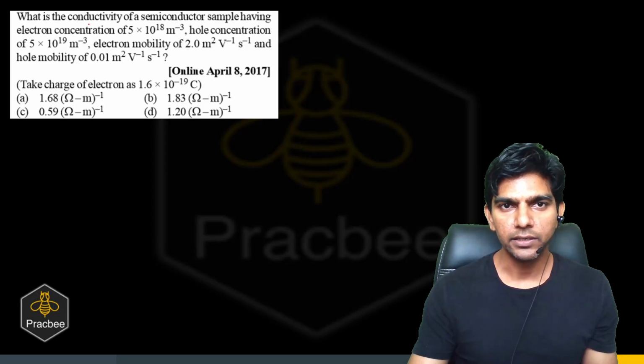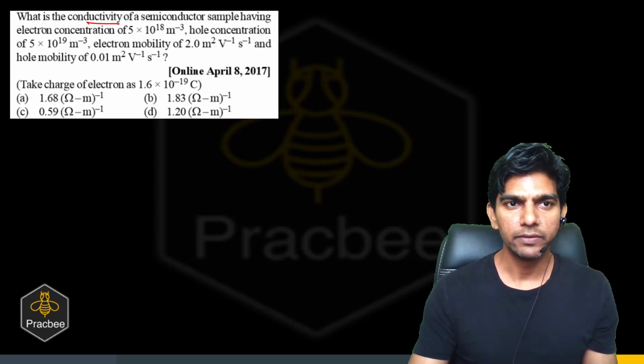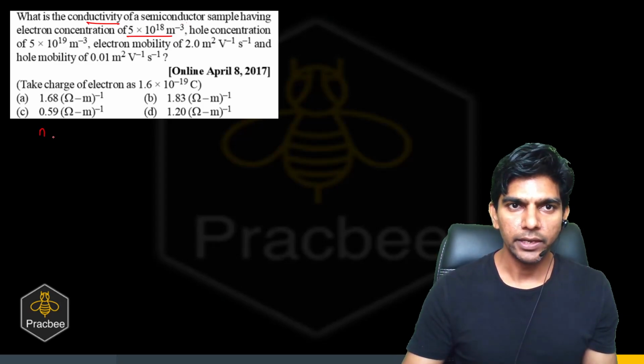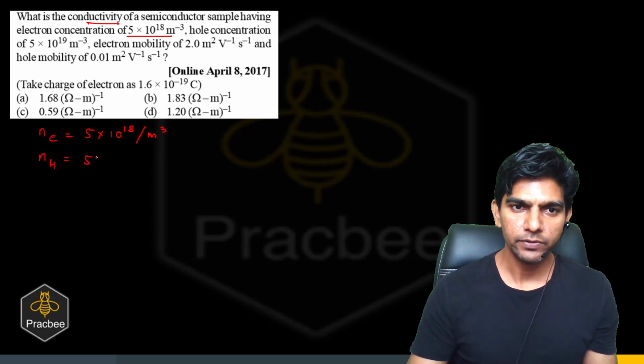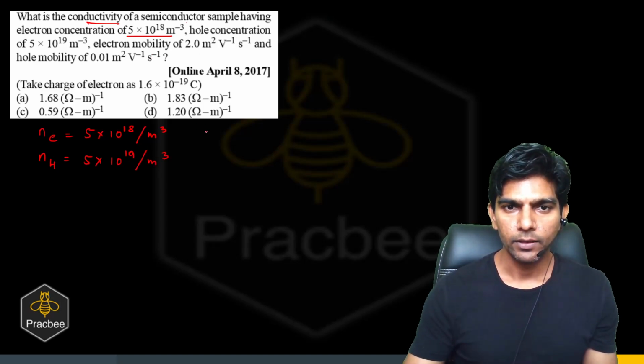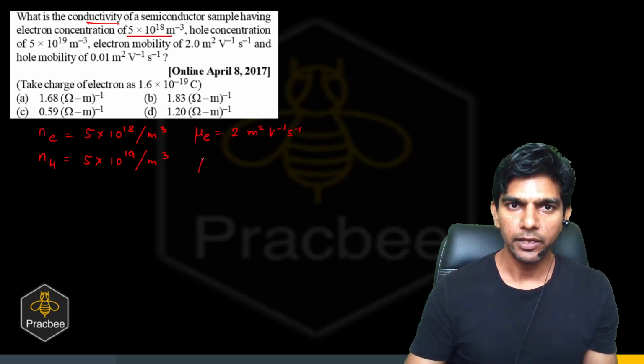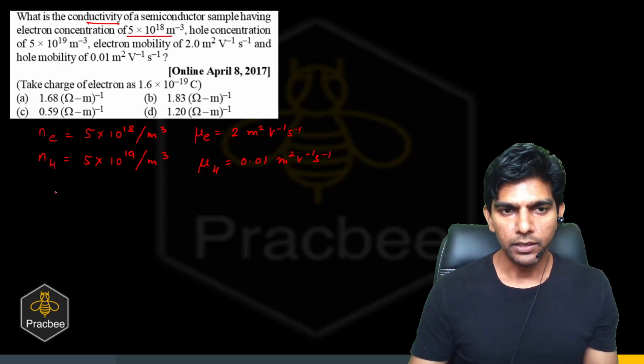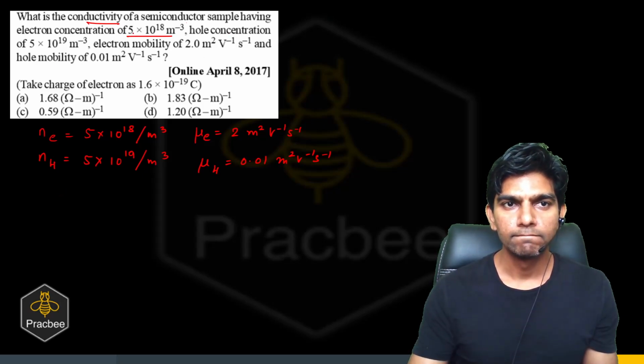So here, what is the conductivity of a semiconductor sample having electron concentration as this? So this is basically n_e, which is 5 into 10 raised to power 18 per meter cube, and hole concentration is 5 into 10 raised to power 19 per meter cube, and mobility of electron is given as 2 meter square volt inverse second inverse, and mobility of hole is given as 0.01 meter square volt inverse second inverse. Now we need to find the conductivity.